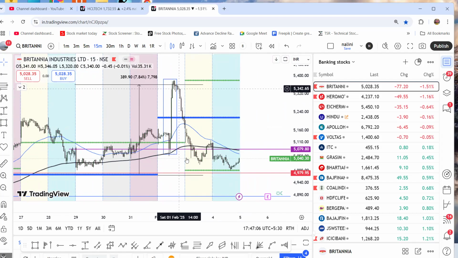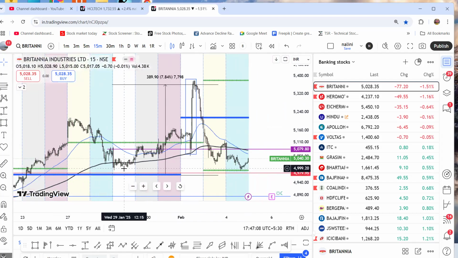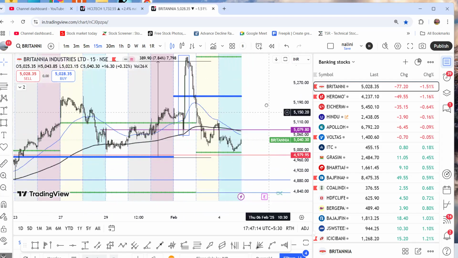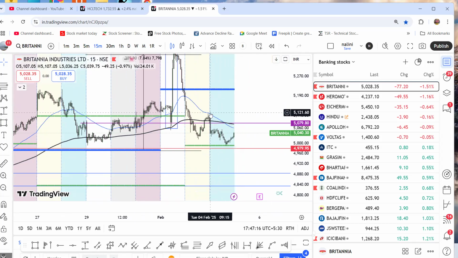Now, dump has happened in Britannia. It has come almost to this level. You need to see whether the RSI divergence is there, or you should see first time it has come to this level. It has not interacted with the 50 period moving average. Probably Britannia tomorrow, it may set up.